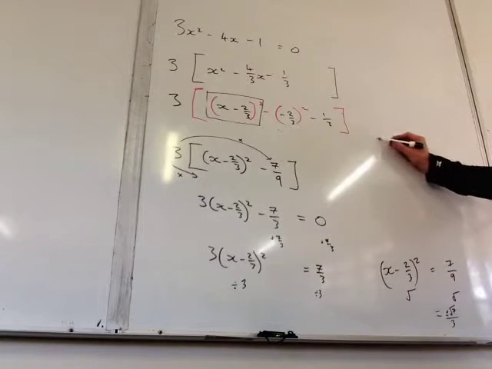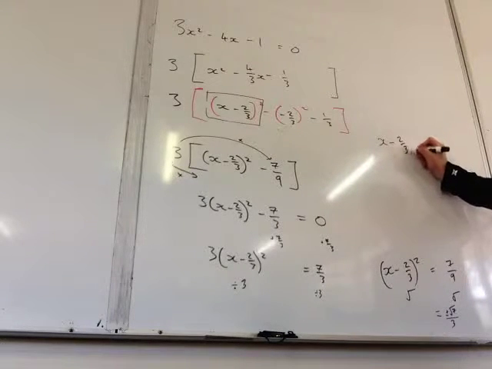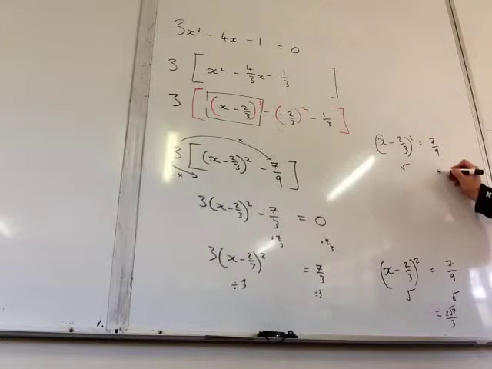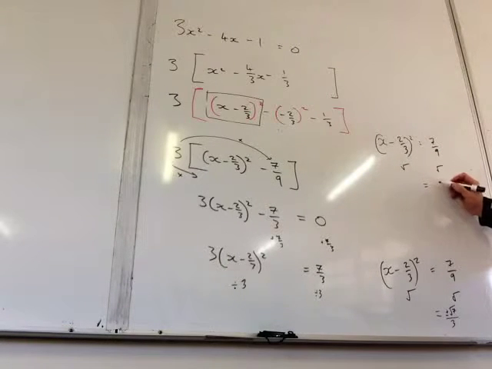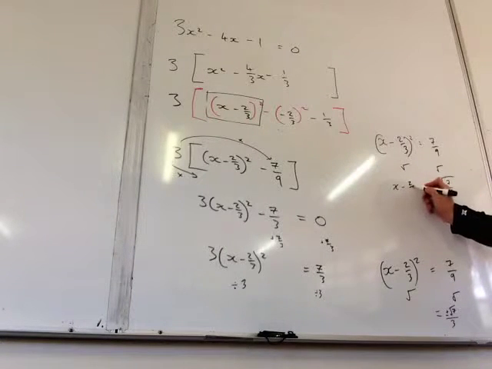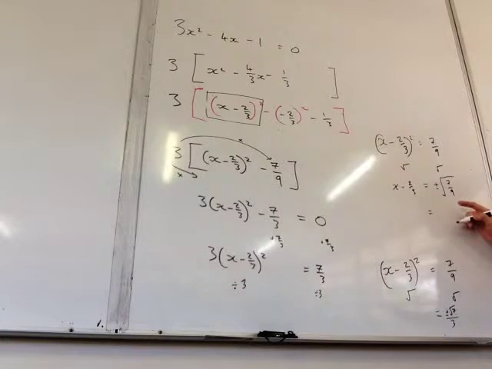I'll write it up here. X minus 2/3 squared equals 7 over 9. Square root both sides. If you want to see what the step actually is, this is what happens. You square root the whole thing. And then I just tidy it up and say, well, square root of 9 is 3. So I write plus or minus root 7 over 3. That's what I've done. I've tidied it up.